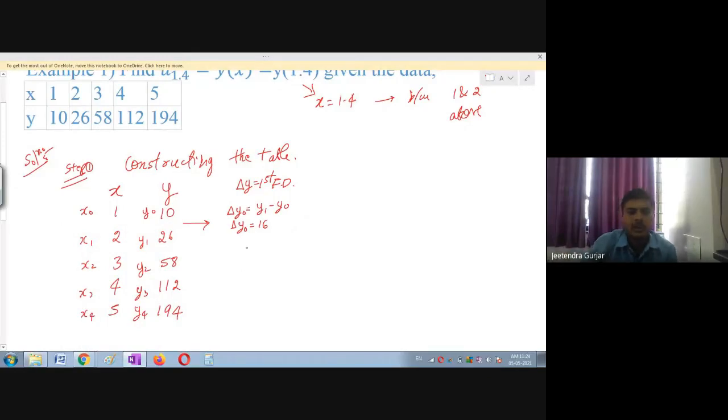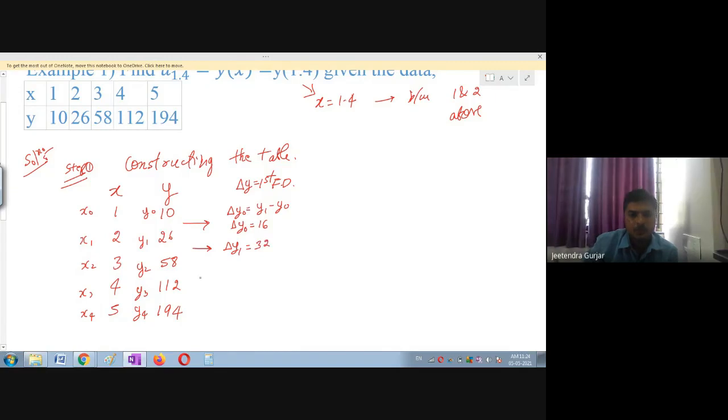So delta y naught is equal to 16. Similarly, go to the next one. Delta y1, sorry. So again 58 minus 26. Please tell me what is the answer. 32. Very good, beta.